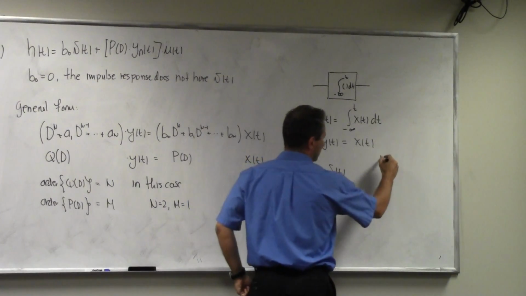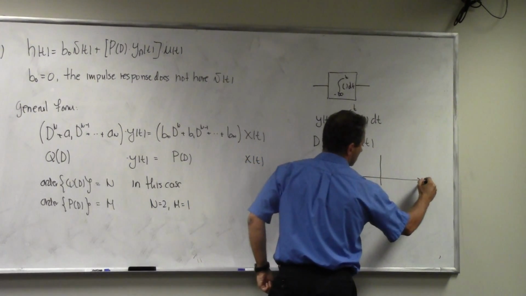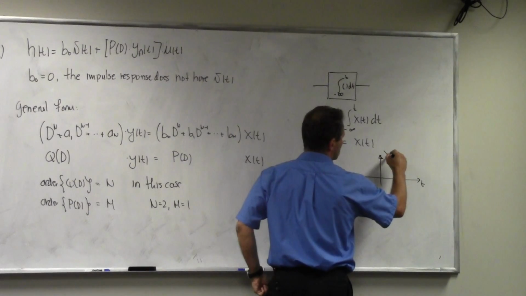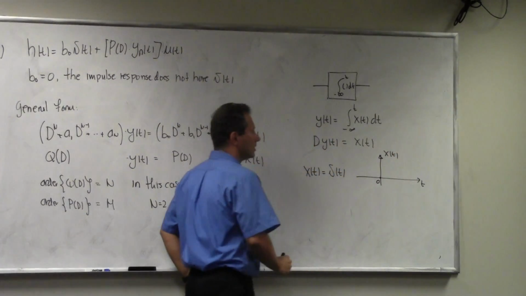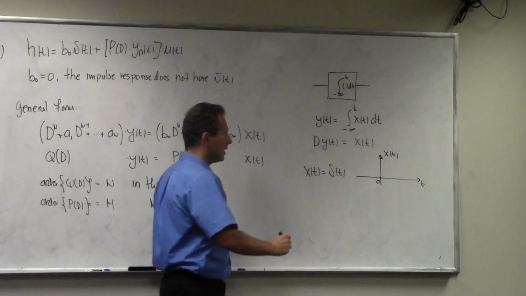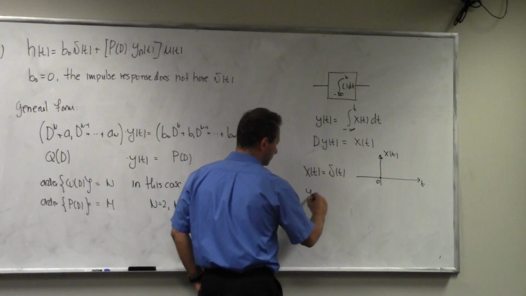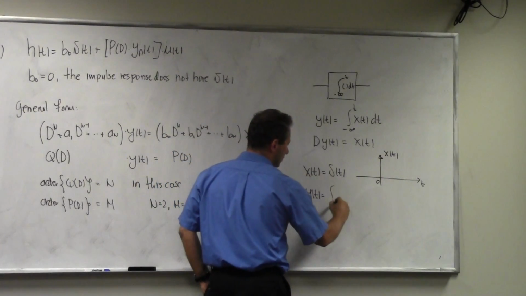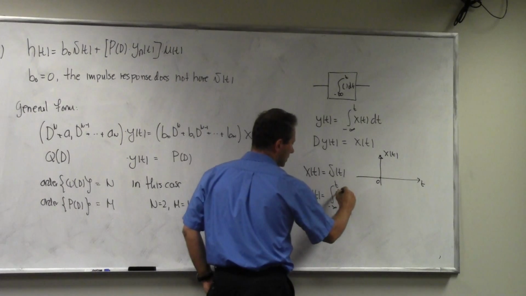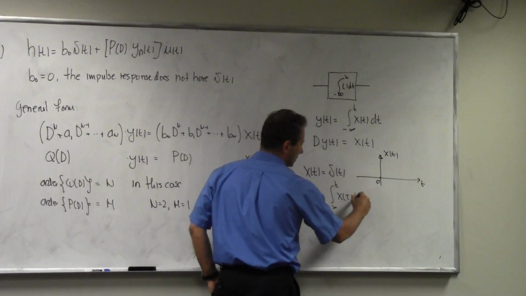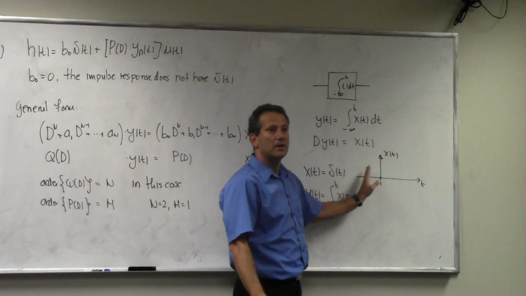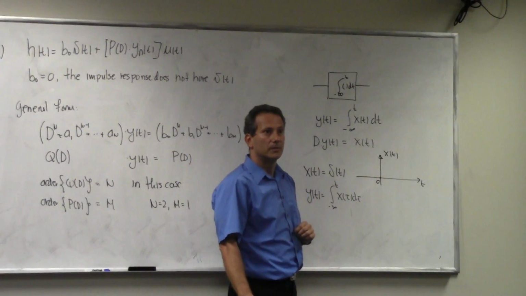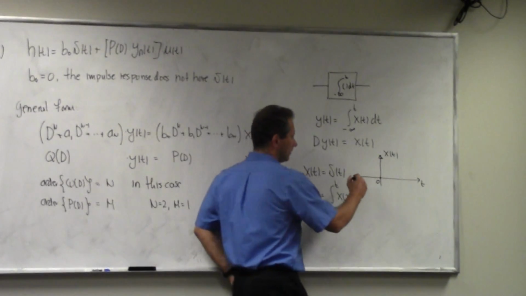Let me just do it graphically. This is t, this is x of t, right? It occurs at 0. So what is my y of t? Y of t is an integral from minus infinity to t of x of tau d tau, right? At any given t, y is whatever I managed to integrate up to that point. So how does my y look?